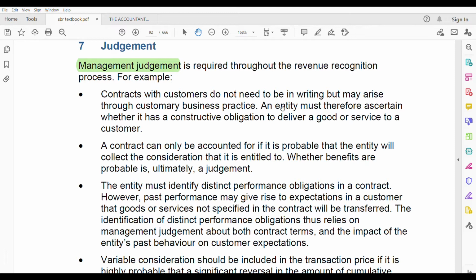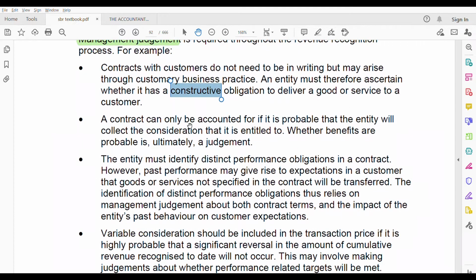Okay, that they have a constructive obligation to deliver the good or service to a customer. They are ascertaining it because it is not in writing. If it was in writing, it must be very clear that yes, there is an obligation. But now they are ascertaining it. They are assuming that there is an obligation from the entity that they have to deliver the good or service to the customer. So a judgment has been used here. What was the judgment? Judgment that they have the constructive obligation.